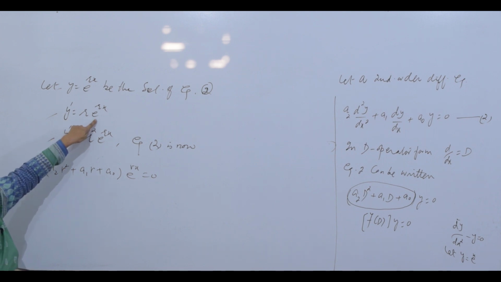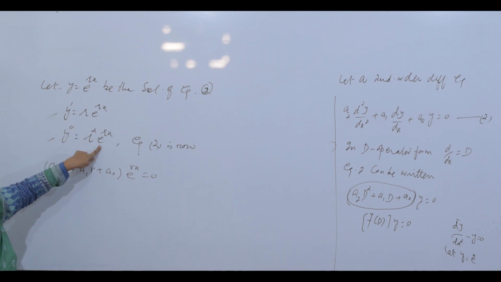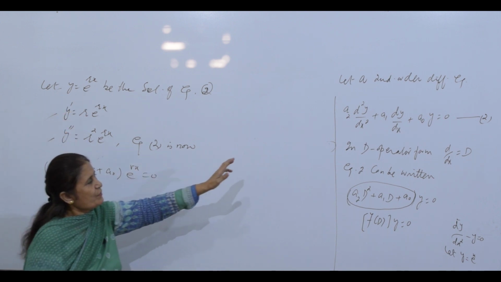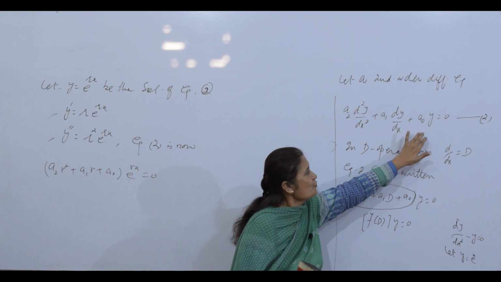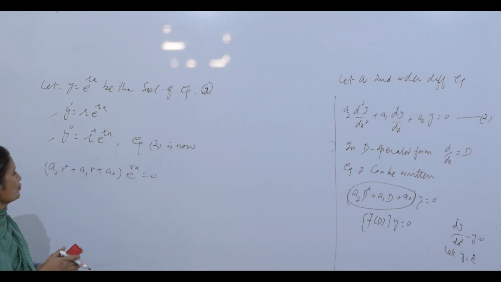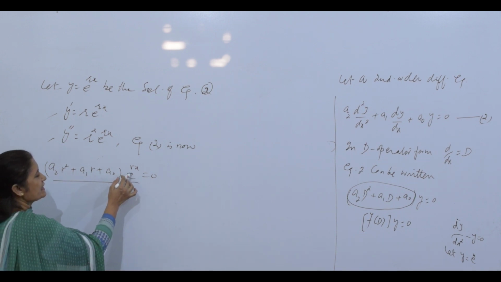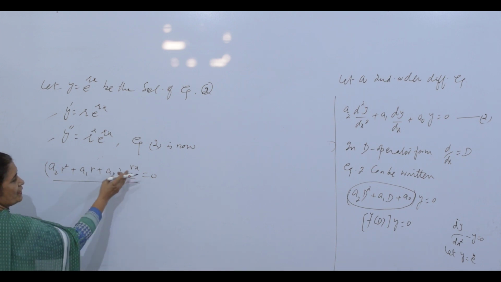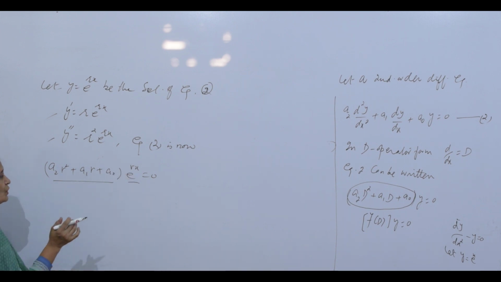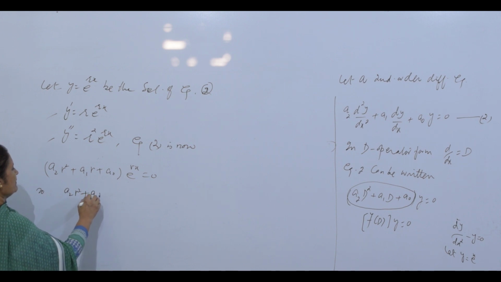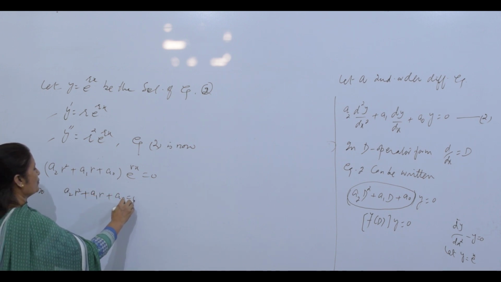Look at that. y dash contains e^(rx), y double dash contains e^(rx), y contains e^(rx). So if you are putting the derivatives here, you must take e^(rx) common. Now the product of two terms is 0, so either this is equal to 0 or this is equal to 0. But exponential is never 0. So we have a2 r squared plus a1 r plus a0 equal to 0.